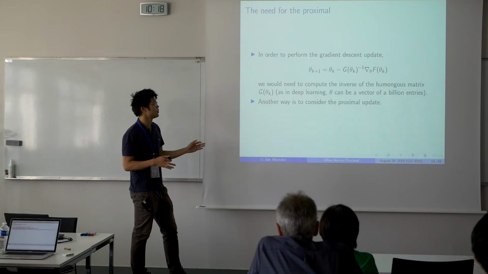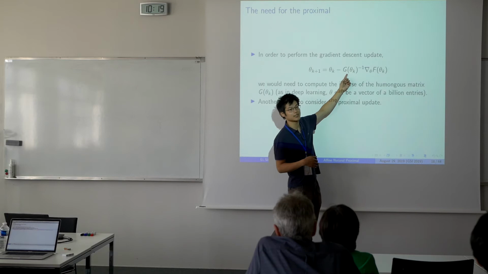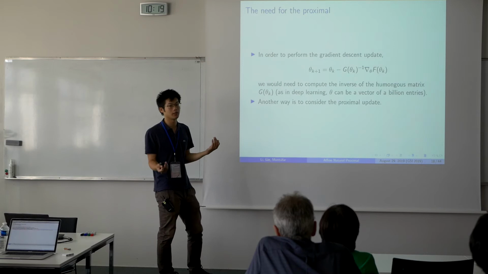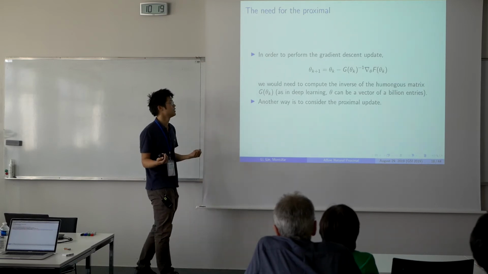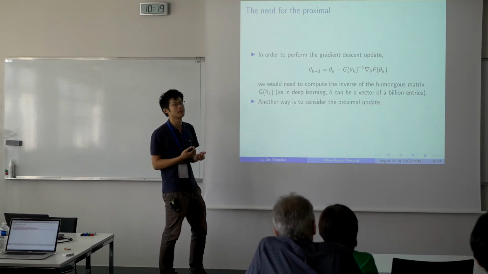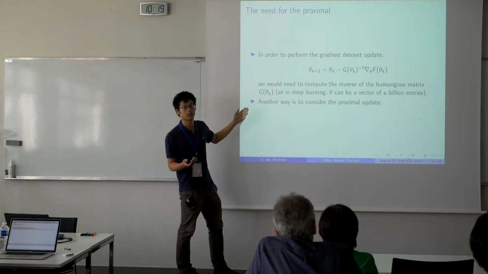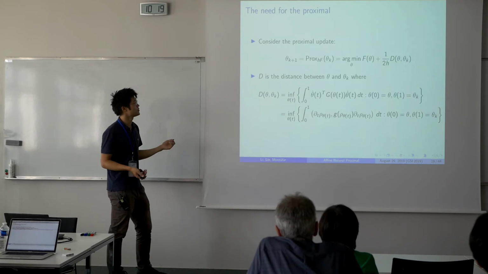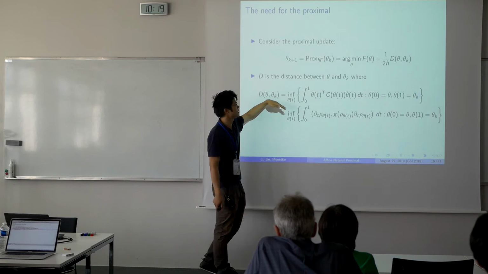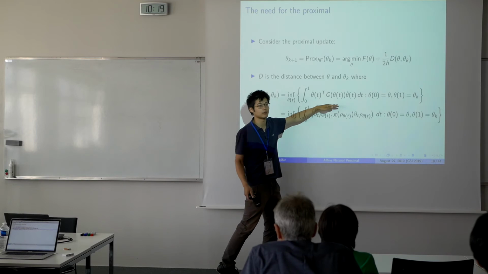Anyway, in order to perform gradient descent, we need to compute this guy, right? But especially when theta is huge, like in deep learning where you literally have a billion weights, it's hard not only to compute the full matrix, but also to invert it. So we thought of another way to do it, which is the proximal update. The proximal update looks like this: theta k plus 1 equals the proximal of this guy, where the distance will be a geodesic.